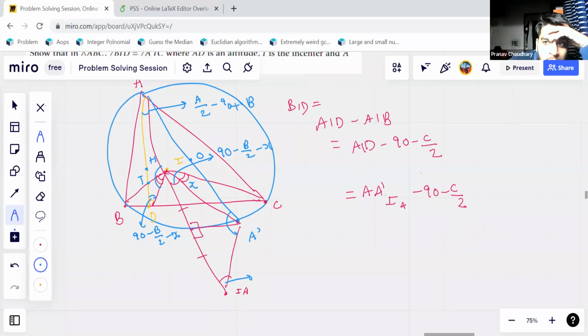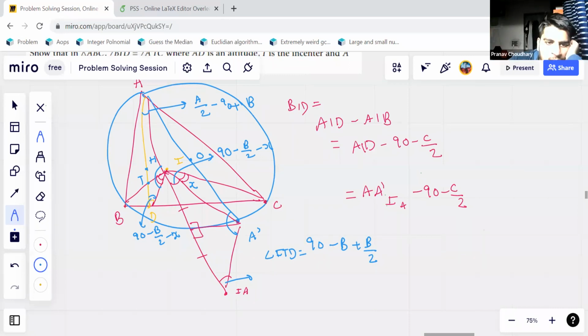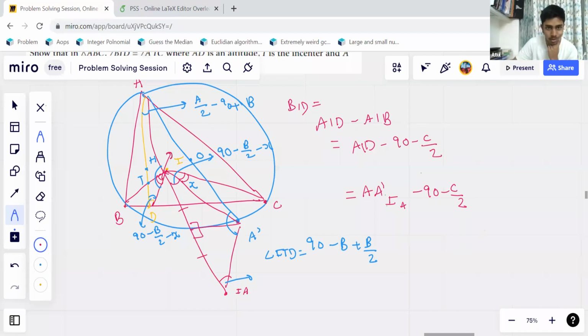ITD is 90 plus B by 2. TDB is 90, IBD is B by 2. I see, okay, 90 minus B plus B by 2. And this is angle ITD. And this was this, so that is just X. It's just X. Okay, yes. So we are done.